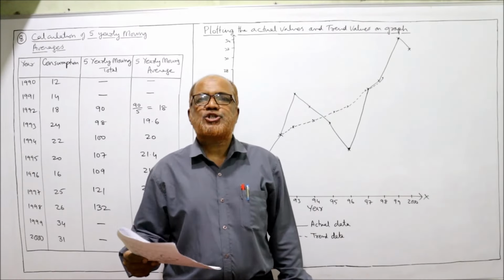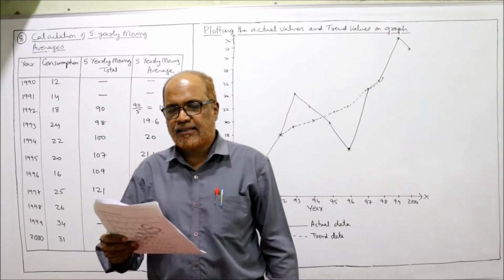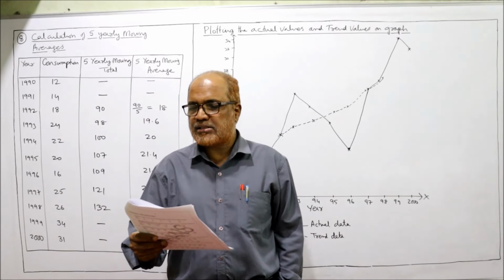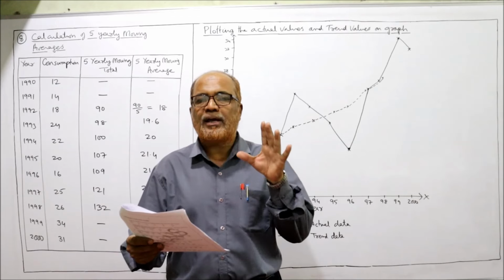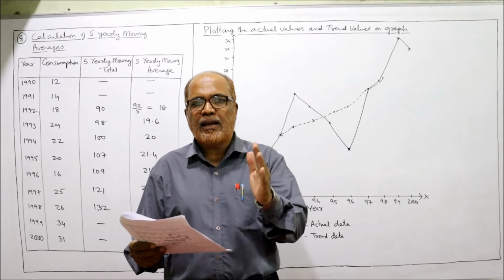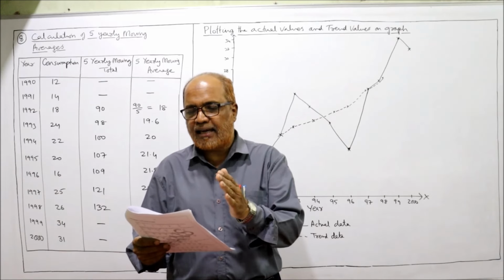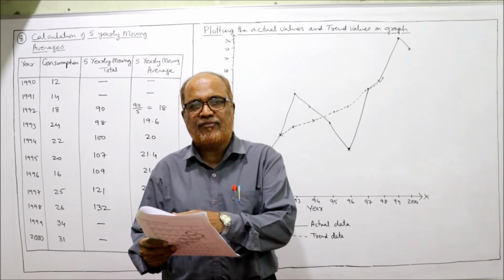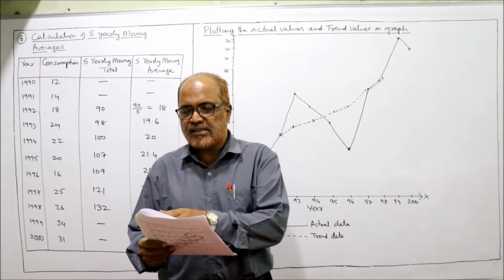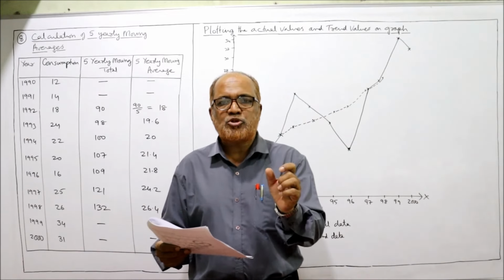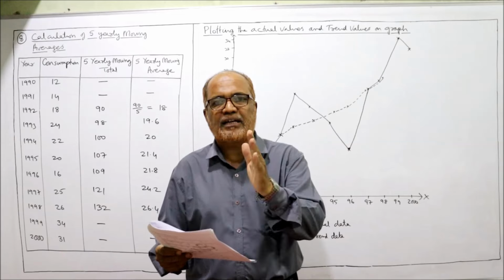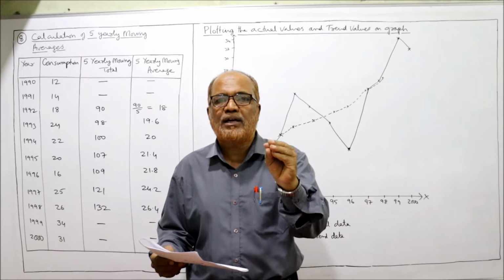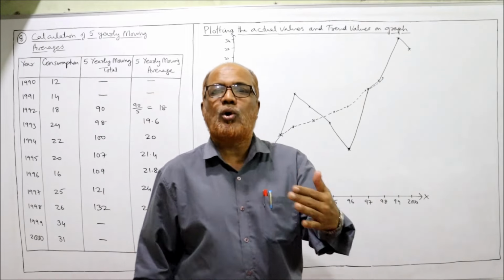Come on, now we'll start the next problem, that is problem number 8. See the 8th problem carefully. Calculate the trend values by 5 yearly moving averages method and plot the same on a graph paper from the following. Year 1990, 91, 92, 93, like that it goes on up to 2000. And consumption is given 12, 14, 18, 24, 22, 20, 16, 25, 26, 34, 31. So consumption is given for every year. Data is given from 1990 to the year 2000, right? And we are required to make 5 yearly moving averages. Then we have to draw the graph.